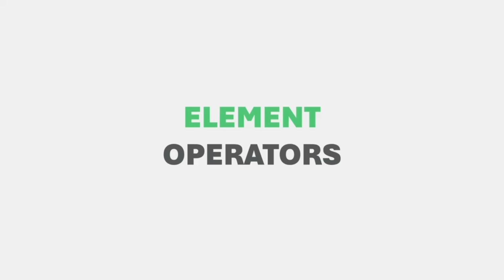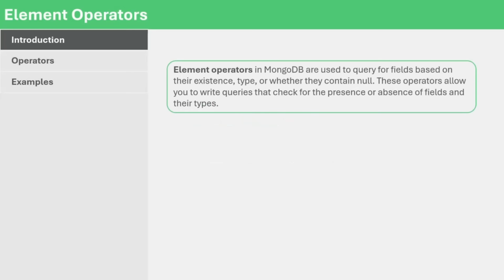In this lecture, let's talk about two special types of operators in MongoDB called element operators. Basically, the element operators in MongoDB are used to query for fields based on their existence, type, or whether they contain a null value or not. These operators allow you to write queries that check for the presence or absence of a field and their types. And these operators are very useful in some scenarios.